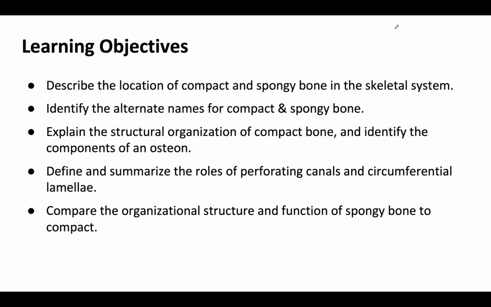We actually have quite a few learning objectives to work through, as this is a bit more complex of a topic, but we will take it one step at a time and highlight only those areas that are most important. So let's jump right into it.